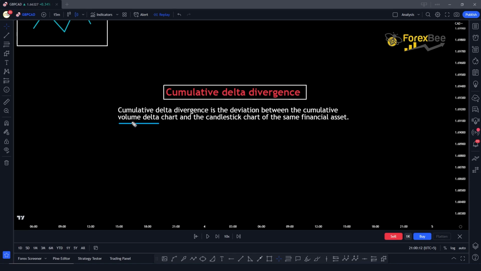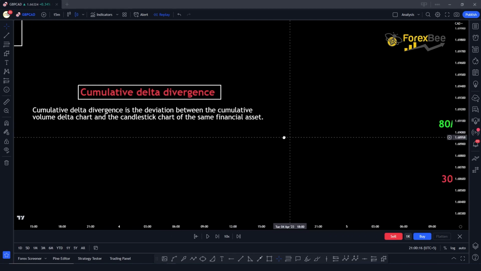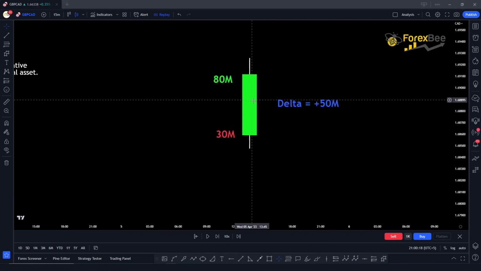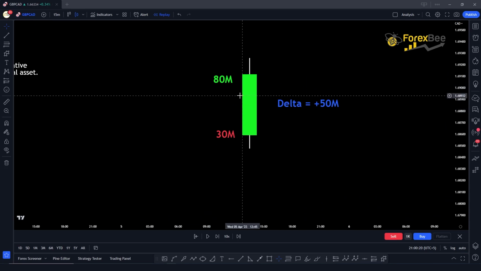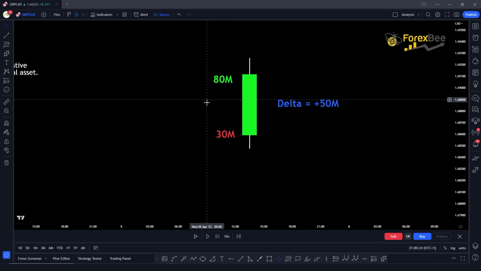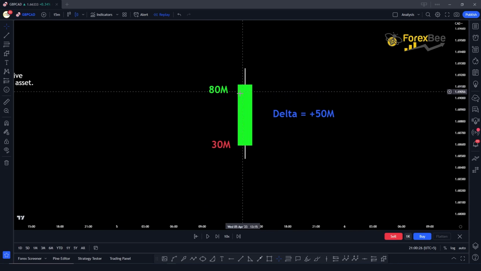So cumulative volume delta is basically the difference between the buying and selling of contracts. If we look here, at any time frame, you know that there is a certain volume in the market at any time period. During that time period, there are contracts. The contracts can be either buy contracts or sell contracts. Now let's say in this example here at the 15-minute time frame, in this candlestick there were 80 million buy contracts and 30 million sell contracts.